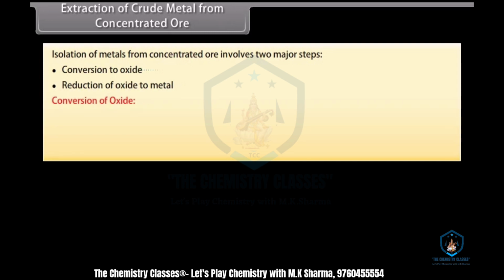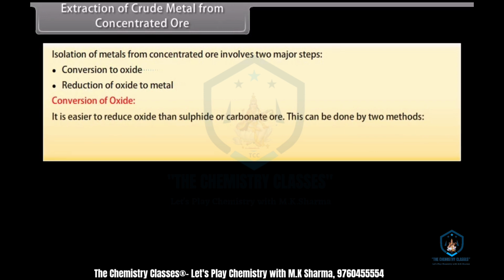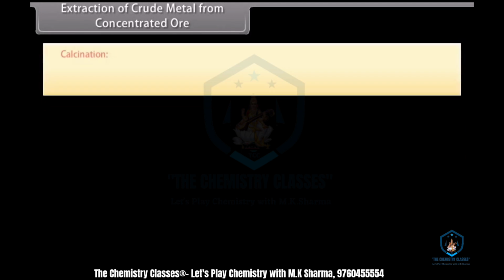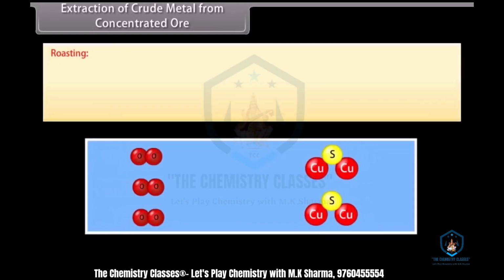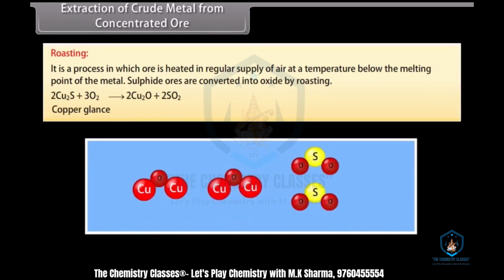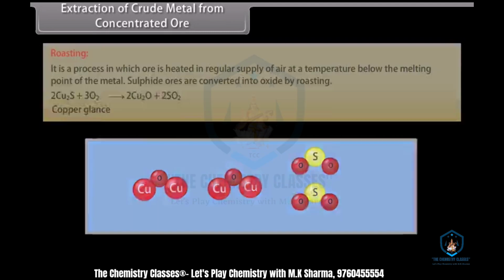Conversion of oxide. It is easier to reduce oxide than sulphide or carbonate ore. This can be done by two methods: calcination and roasting. Calcination involves heating when the volatile matter escapes, leaving behind the metal oxide. Roasting is a process in which ore is heated in regular supply of air at a temperature below the melting point of the metal. Sulphide ores are converted into oxide by roasting.